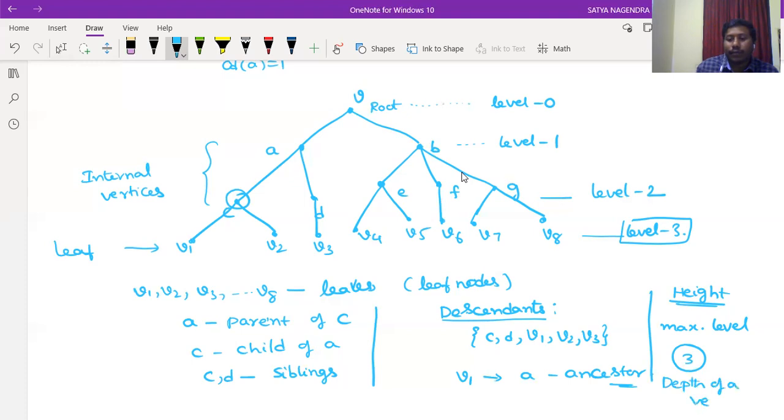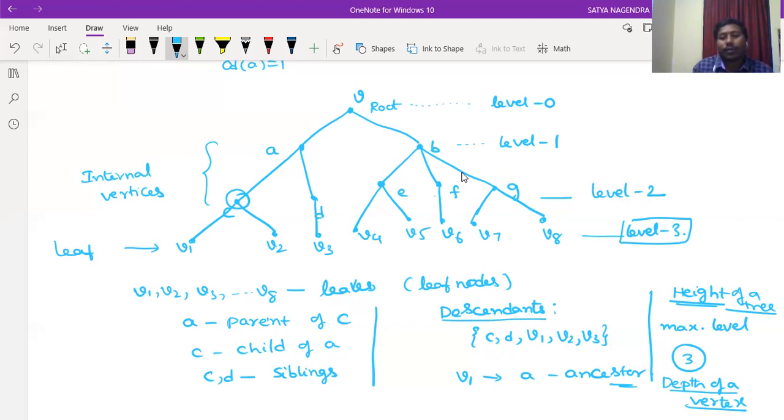Height of a tree, depth of a vertex. The length of the path from the root node to that vertex is called the depth of a vertex. Depth of vertex C is 2. Depth of vertex V is 3. Depth of vertex B is 1. Depth of vertex F is 2, like that. Here E, F, G are siblings. So the terminology is important, you must know it.